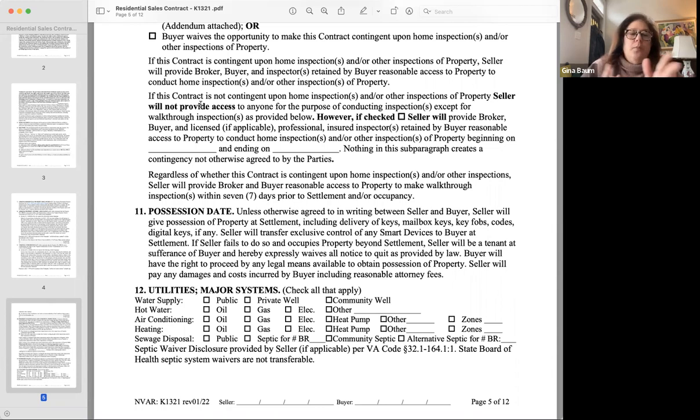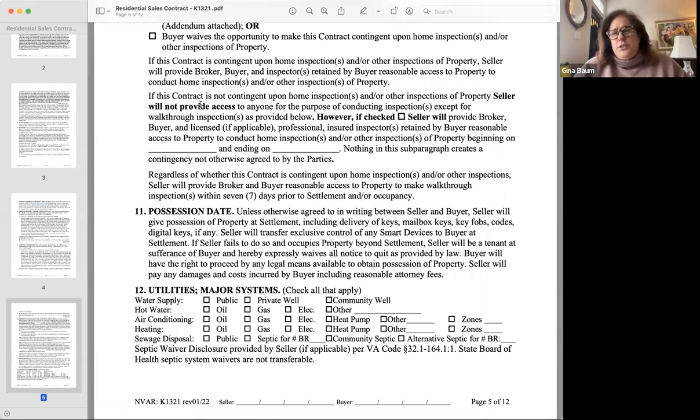Okay. Now you might use other dates, you might specify dates, but that might be a reason that you want inspections. Let's just say your client thinks, I don't like the way this looks. Well, then let's put in an inspection period, even though you're waiving the home inspection. Okay.